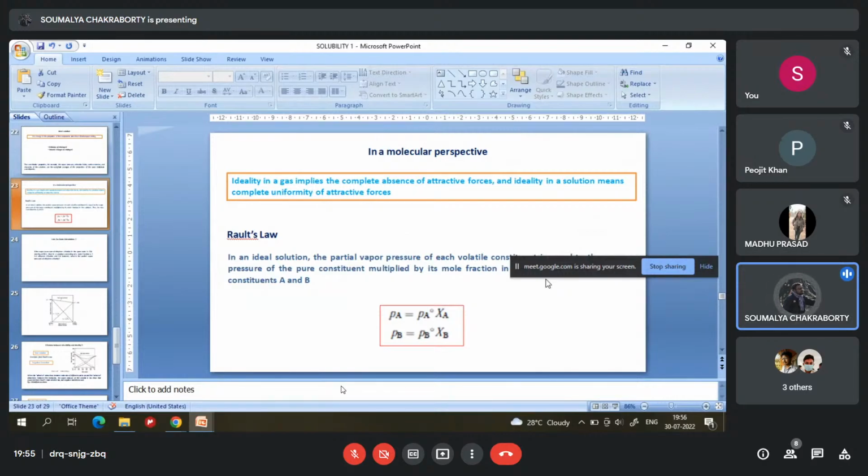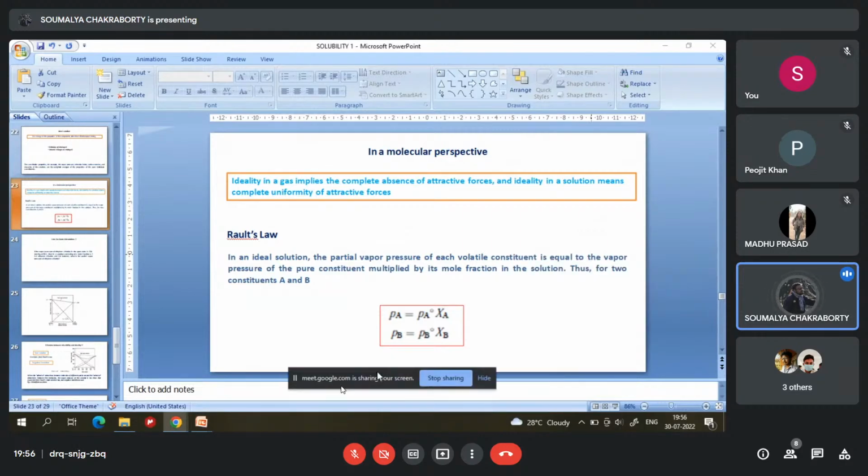Okay, so let us come to Raoult's law. Just go through the statement. In an ideal solution, the partial vapor pressure of each volatile constituent is equal to the vapor pressure of the pure constituent multiplied by its mole fraction in the solution. Thus, for two constituents A and B, rho A, that is the partial vapor pressure of component A, will be equal to rho A naught.